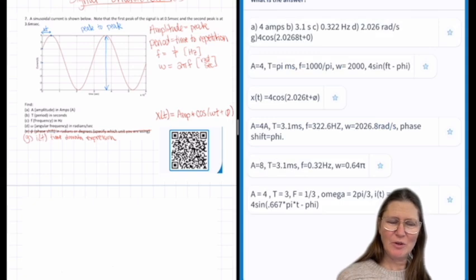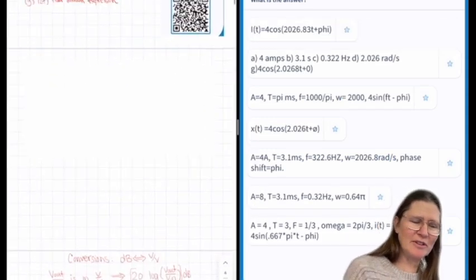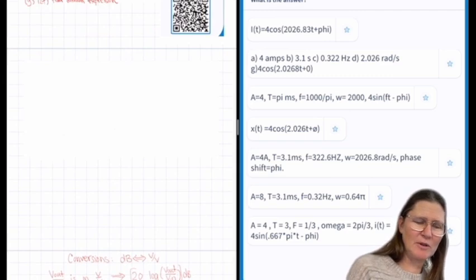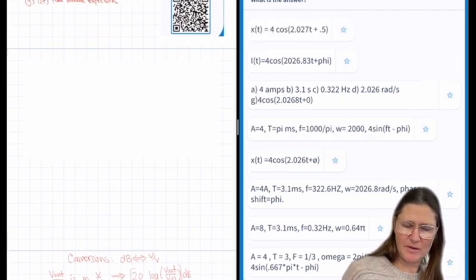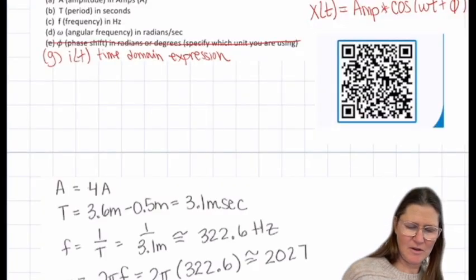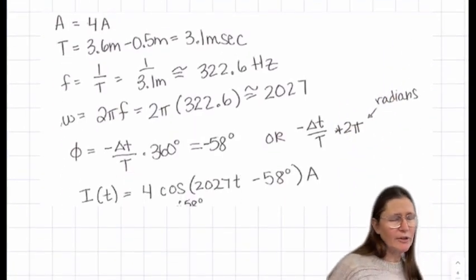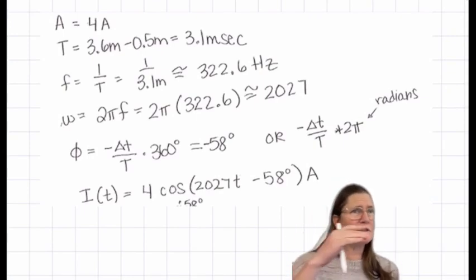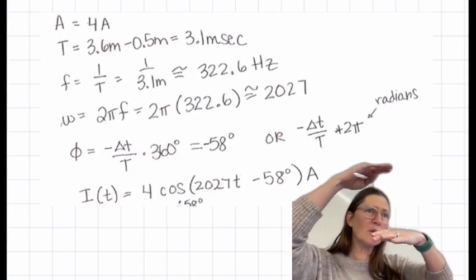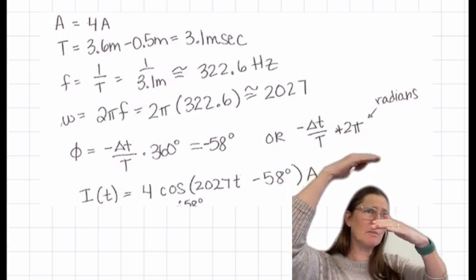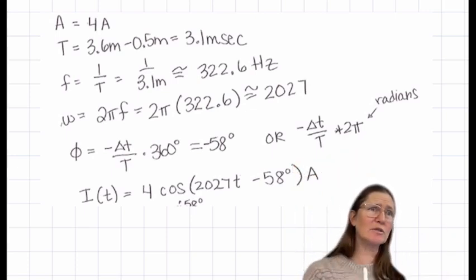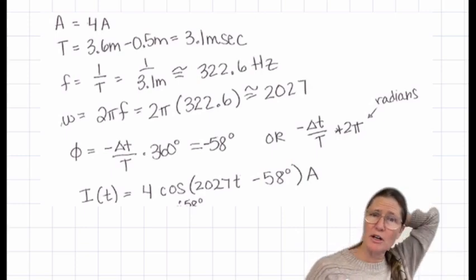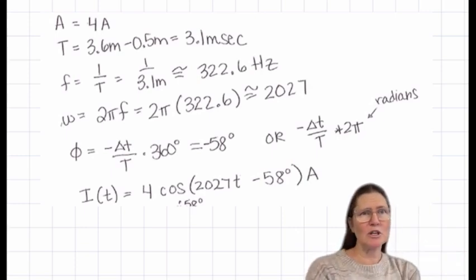I'm seeing some differences in units, so let's go through this. It's the only thing with time in it. Okay, so amplitude is just one peak. So if peak to peak is 8, then it would be half that. So in this case, peak to peak was 8, so 4 amps would be your amplitude.